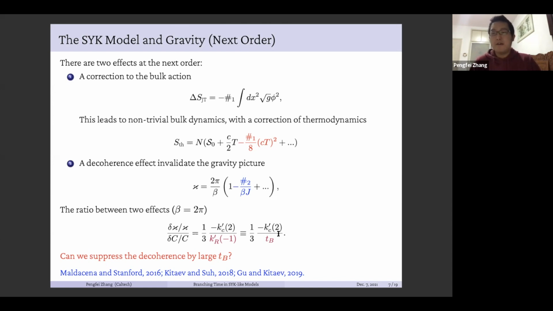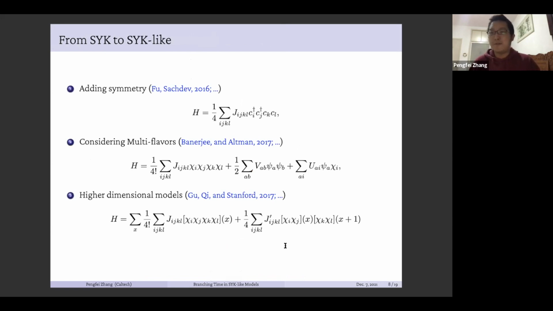So for this, one idea is whether we can come up with some theory where we can have a very large branching time, then this ratio will be a surprise. So let's turn to some literature and ask what we usually do to generalize the SYK model.